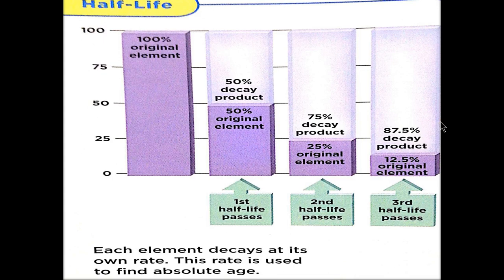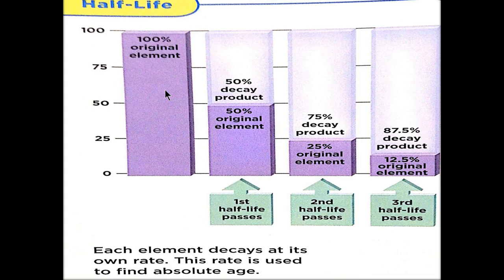Each radioactive element has its own half-life, and when the amount of original element is compared to the amount of decay product present, scientists can figure out how long the decay process has been going on. So from this we are able to understand how long the decay process has gone on, and from that we can find out the half-life of that decay product.